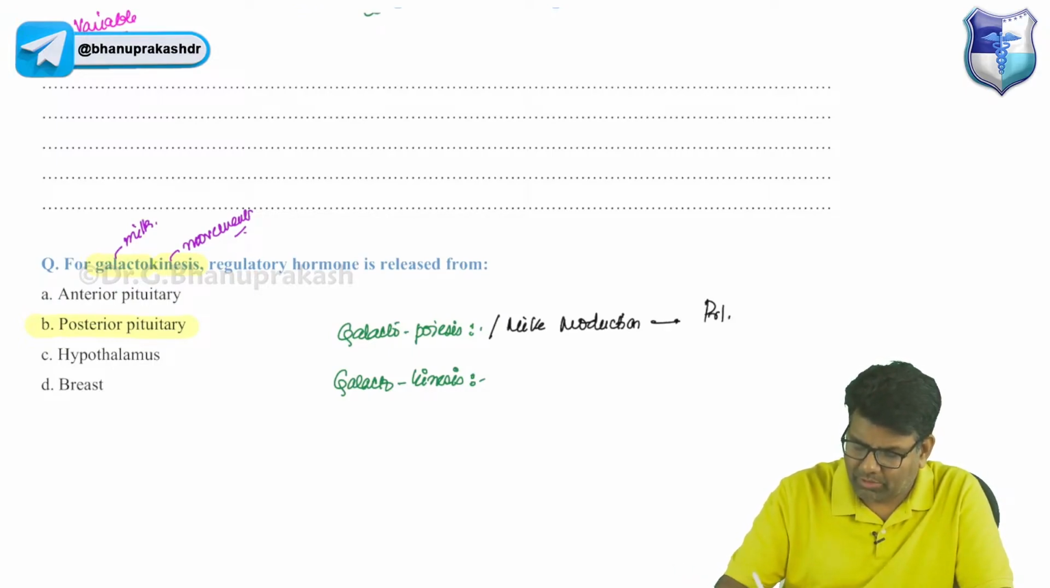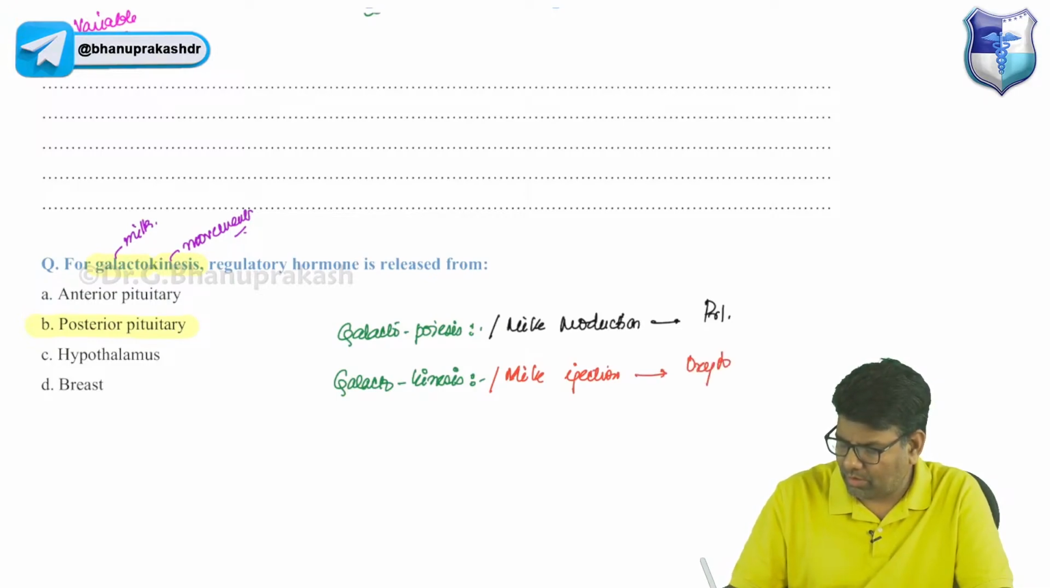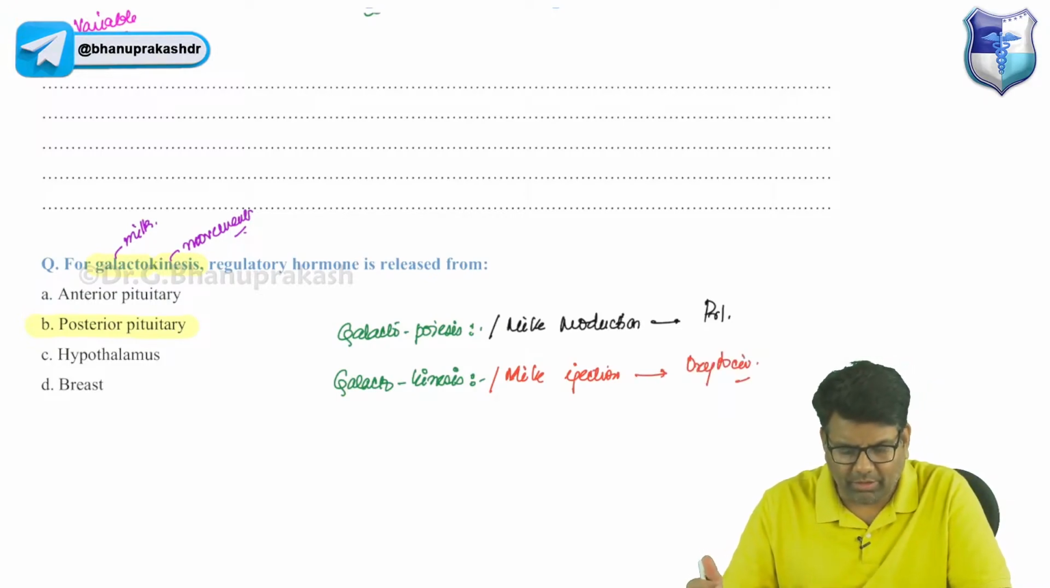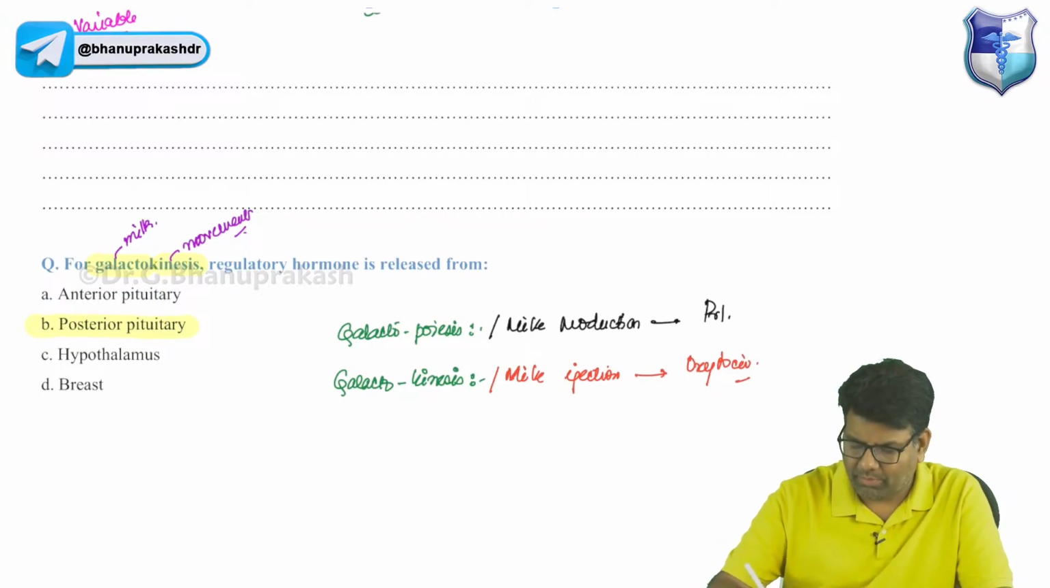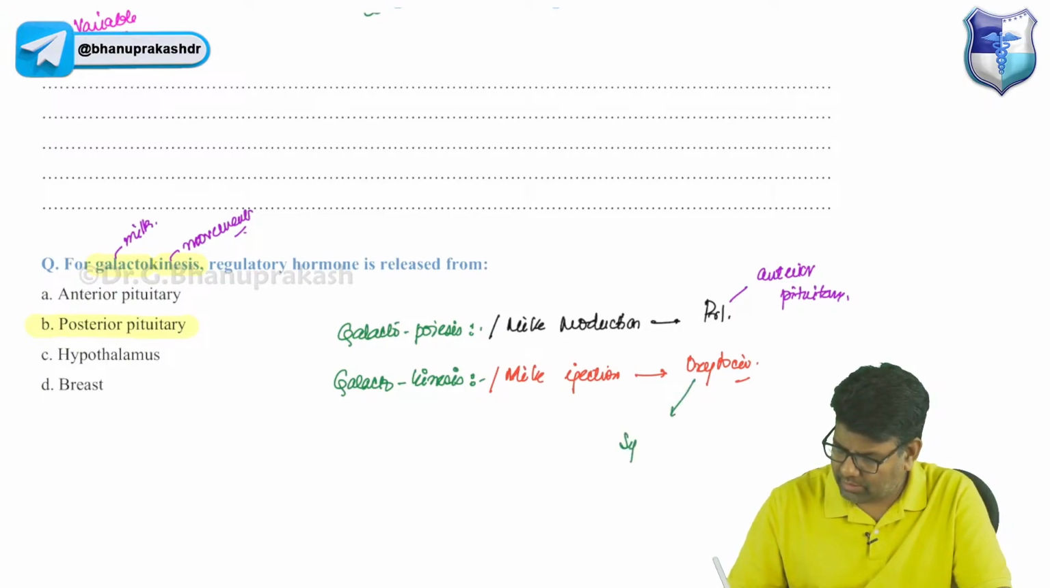And if I say galactokinesis, this is milk ejection, and this is under the effect of oxytocin. Please read the word properly before answering. And yes, prolactin is from the anterior pituitary. And oxytocin is synthesized in the hypothalamus.